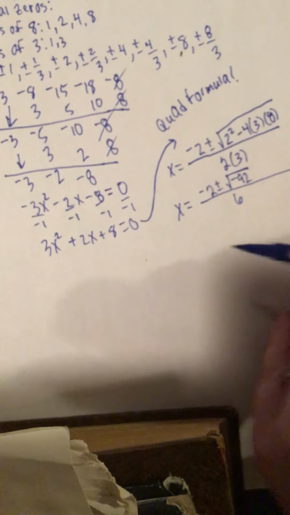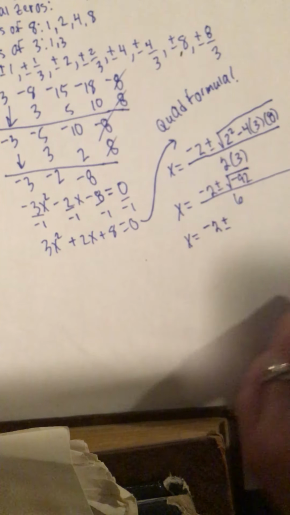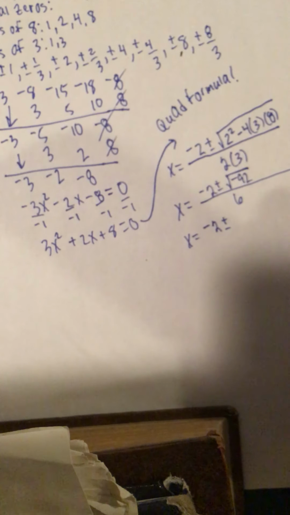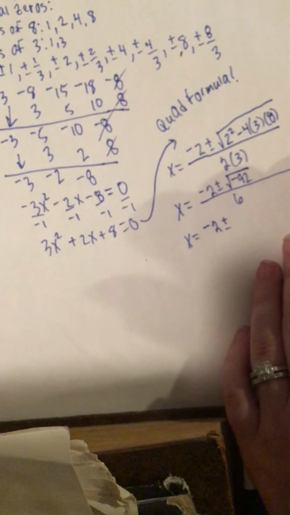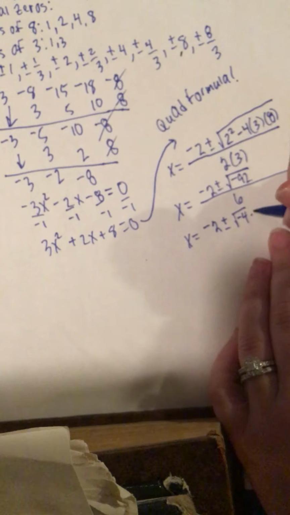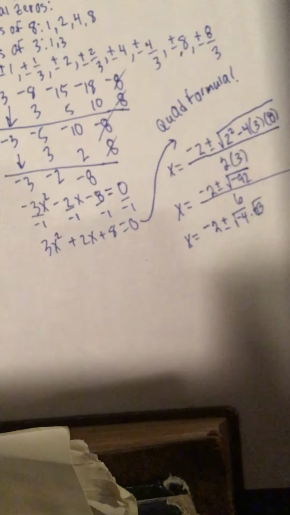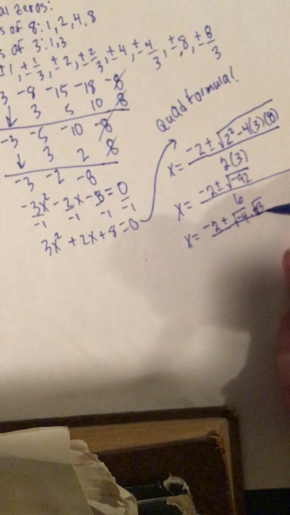So we're going to break down this radical. What goes into 92? Anything good divide into 92? Yeah, 4 goes into 92. So what I'm going to do is write this as the square root of negative 4 times the square root of 23. And that's because 92 divided by 4 is 23. So that's a 2 over 6.